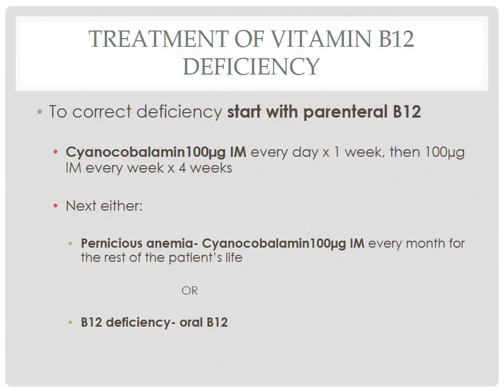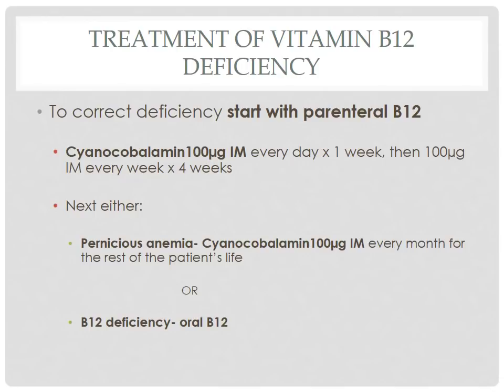If they have a straight B12 deficiency, they will be able to continue oral B12 because their intrinsic factor and parietal cells are still functioning properly. If the patient has pernicious anemia, they will not be able to take oral B12 because they do not have functioning intrinsic factor or functioning parietal cells, and so every month they will need an injection of the cyanocobalamin 100 micrograms. This will be the answer that you'll use for all exam questions.